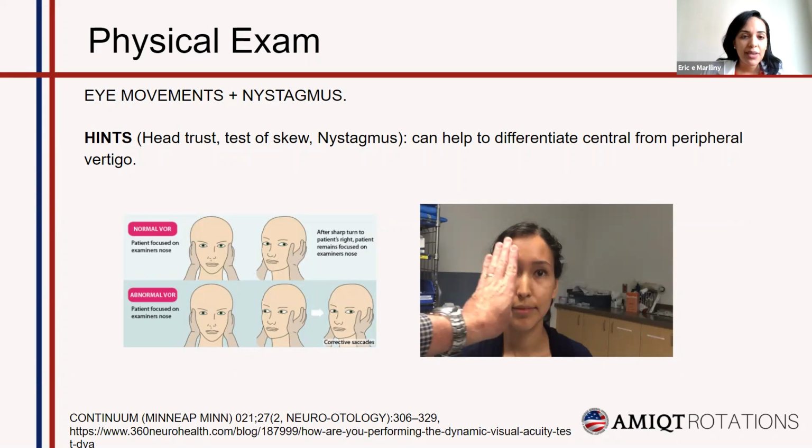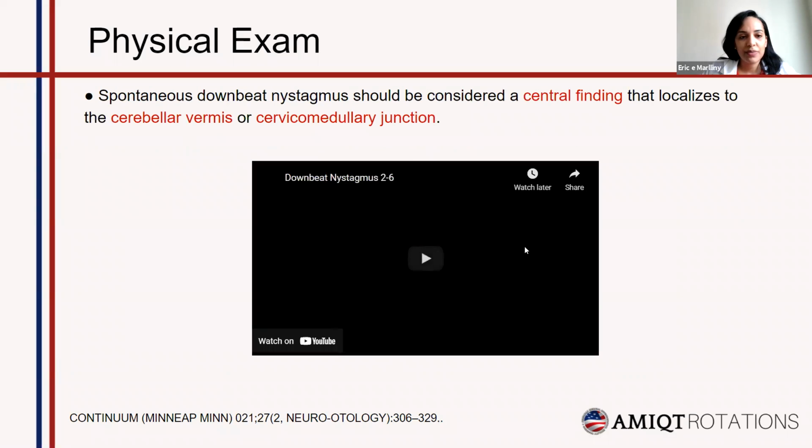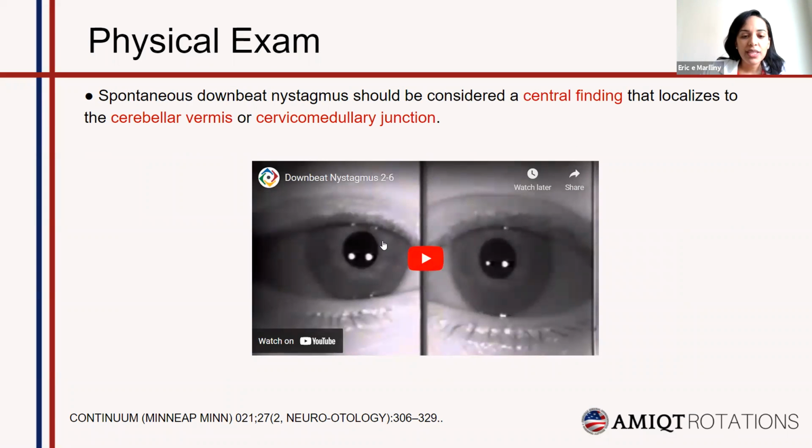Another part of the physical exam is observing the patient's eye movements and whether he has nystagmus. This is actually very important. The classical way to differentiate central from peripheral vertigo is doing the head impulse test, this one, and the test of skew, and also looking for the nystagmus. So I brought here a video of downbeat nystagmus, which is very, very classic and should be considered a central finding that localizes to the cerebellar vermis or cervicomedullary junction.